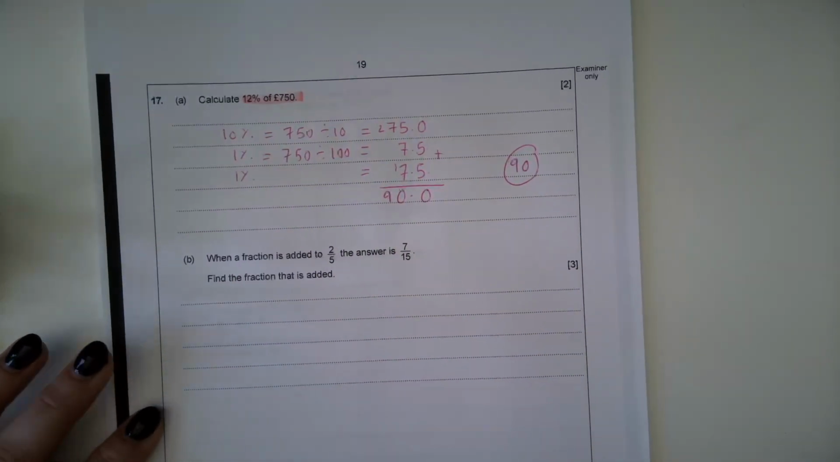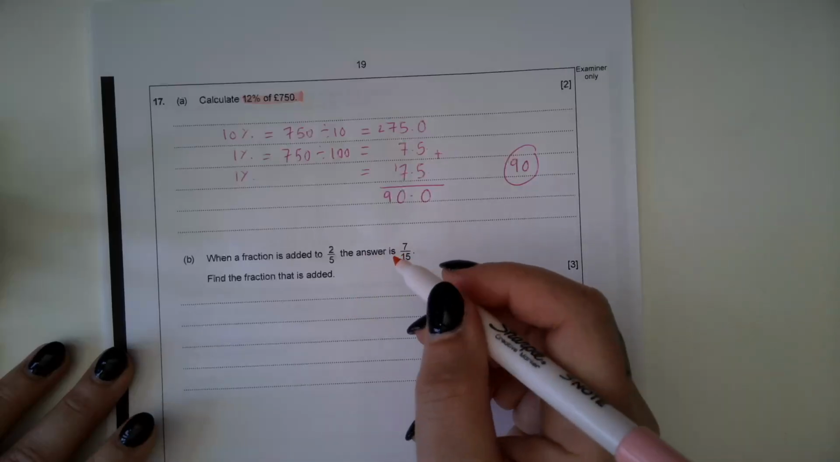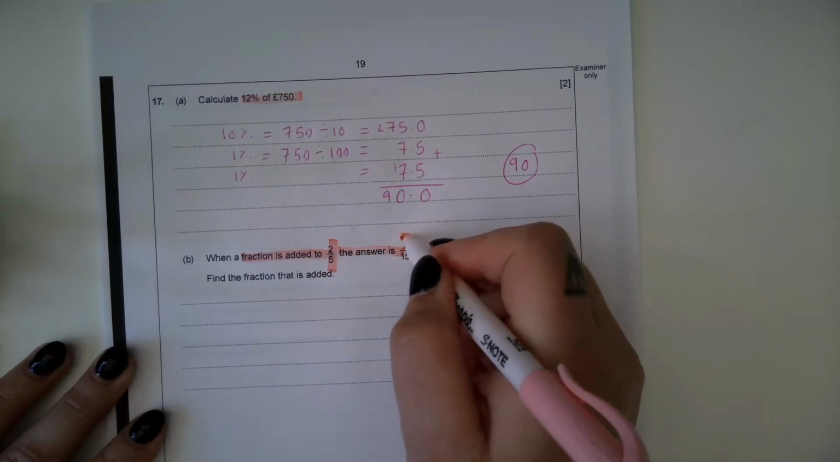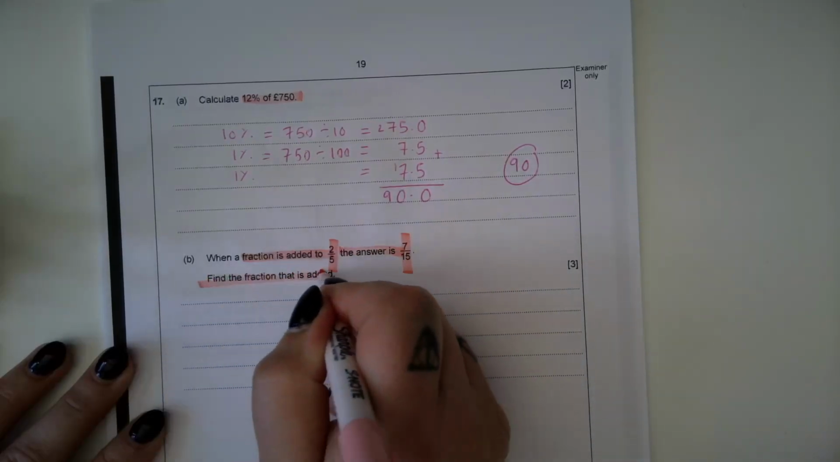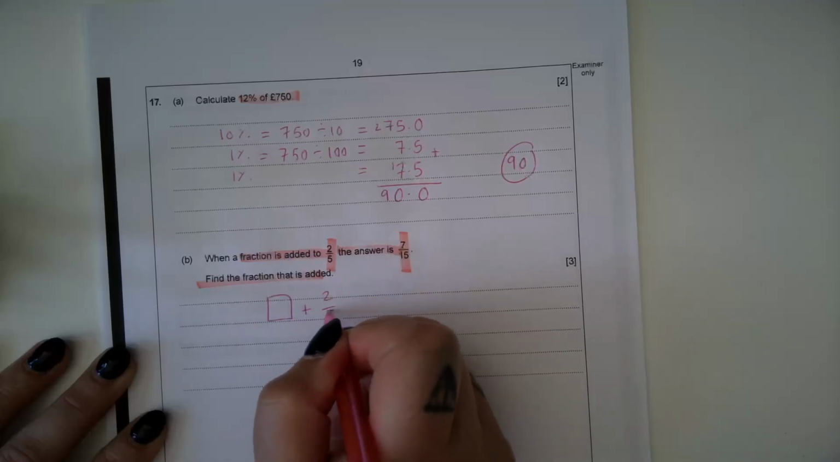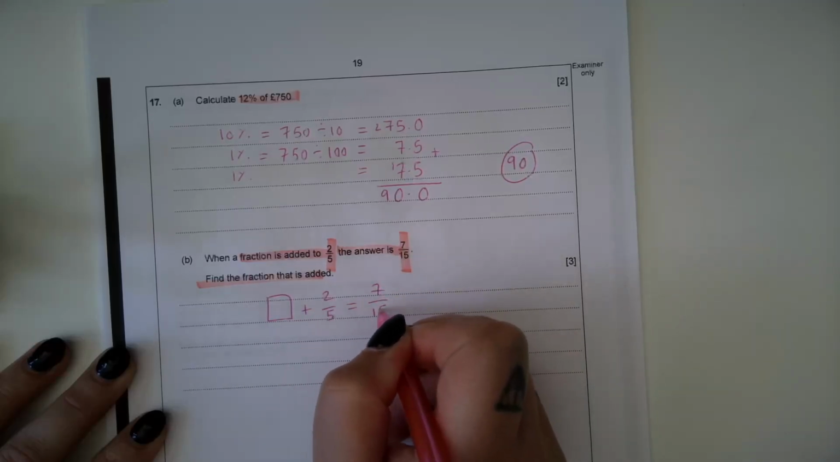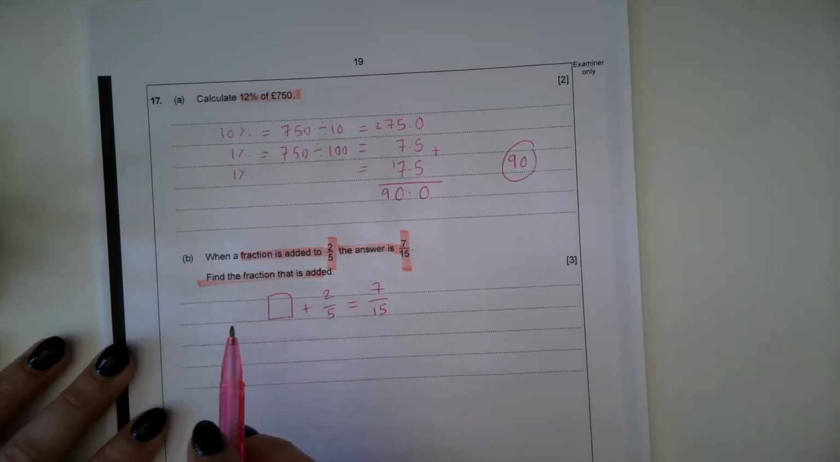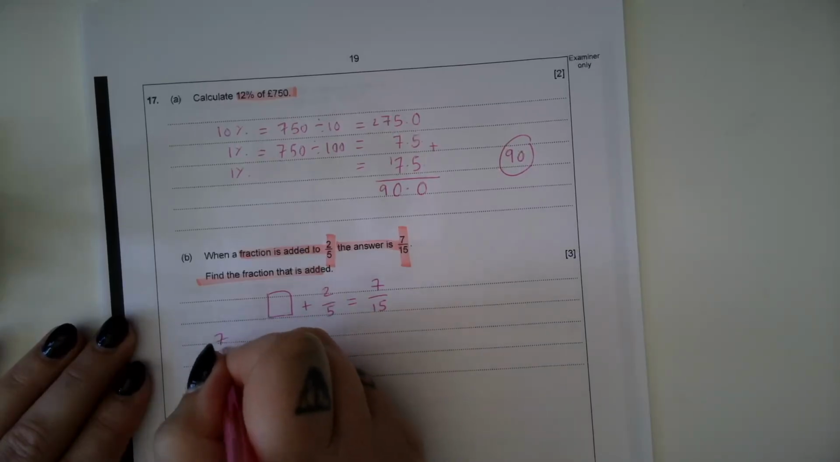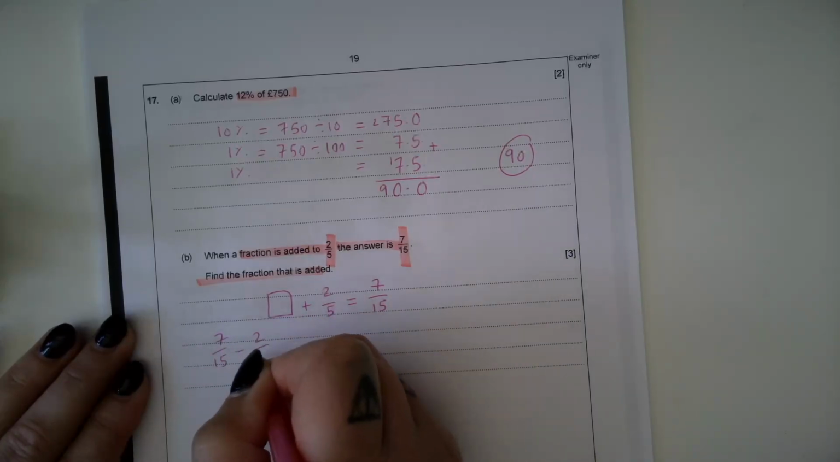Part B. A fraction is added to 2/5, the answer is 7/15. Find the fraction that is added. So something plus 2/5 is 7/15. We're trying to find that something. Okay, guys, so we're going to do inverse operations. The inverse of adding 2/5 would be to subtract 2/5. So we're going to do 7/15 subtract 2/5.